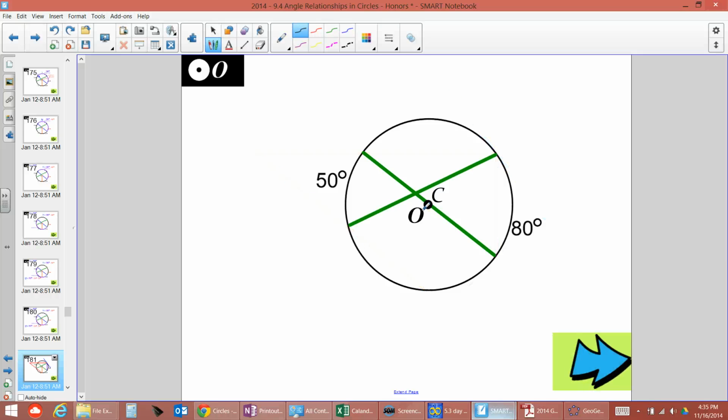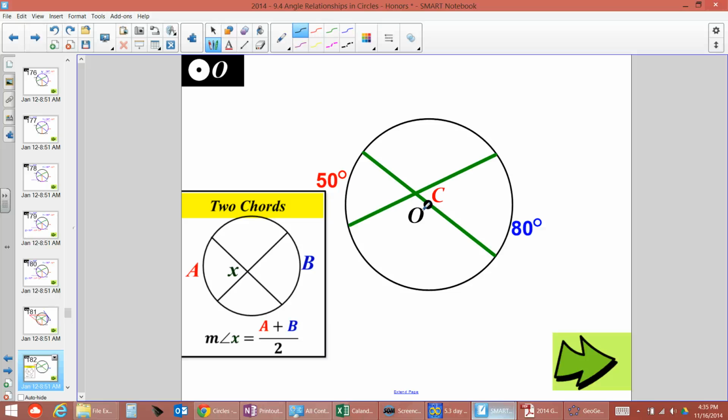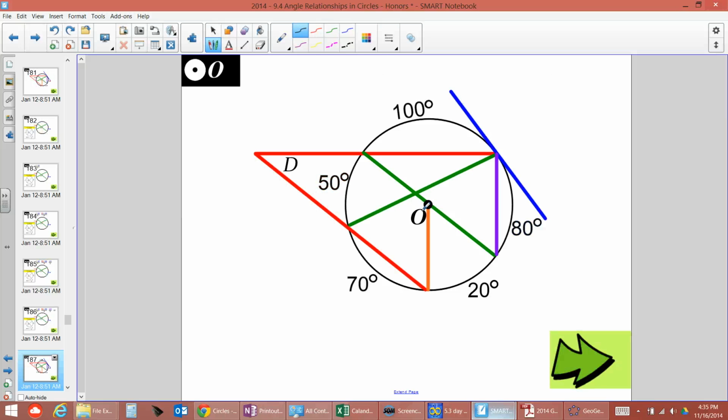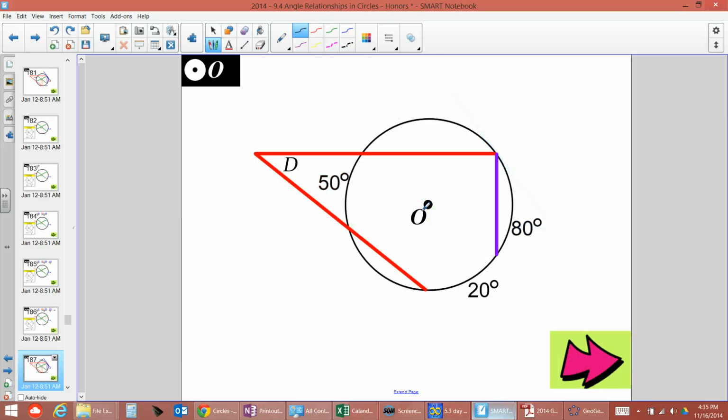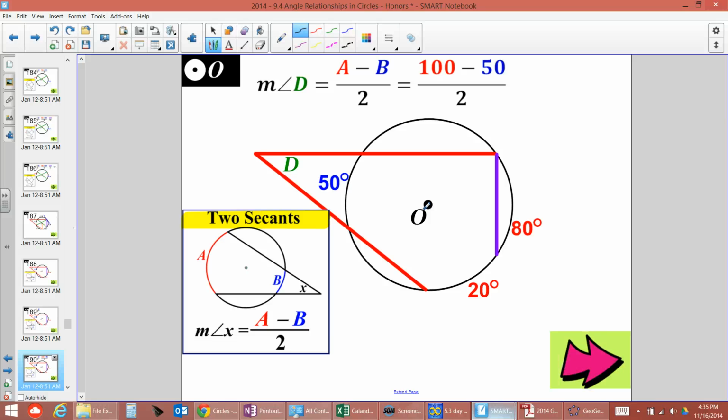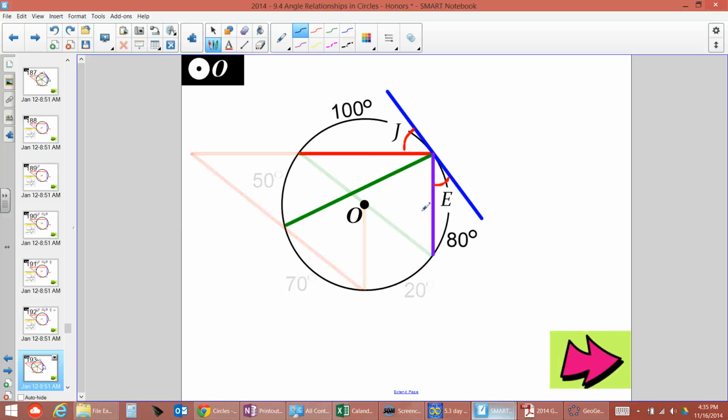Here we've got intersecting chords, so we add them together and divide by 2. Gives me 75, looks like. Okay. So I'm just flying through this, isolating each piece that I know. So I've got an outside angle with angle D. I take the big minus the little and divide by 2. 80 and 20 is 100, so 100 minus 50 is 50. Divided by 2 is 25. Angle D is 25. Okay.